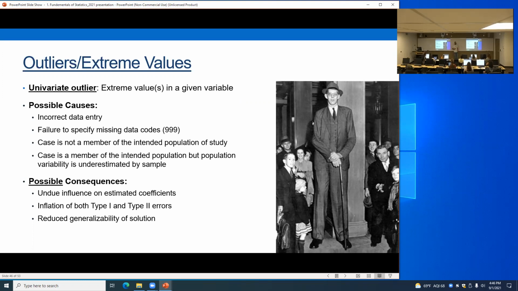Case is a member of the intended population, but my variability is underestimated by the sample. So say I have a small sample looking at substance use or something like that. I get 20 folks, and for most people it's 0, 0, 0, 0, and then I get someone who's a daily user, and that person is way out there, right? That's not to say this person is weird. This is actually someone I want to capture, but everybody else reported 0, and so now this person is way far away from the rest of the distribution. So I want to think about how I address that.